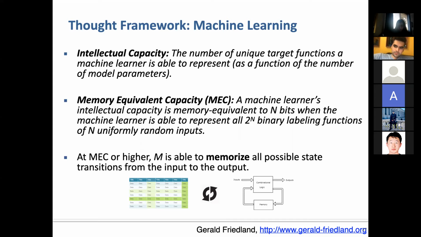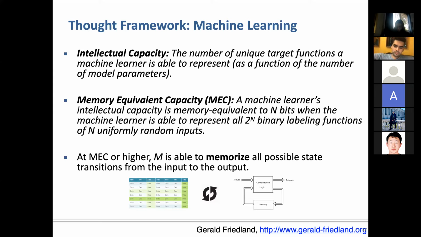So basically the trick is the number of unique target functions that you can adapt to is the intellectual capacity, okay? And we just have to make this as a definition, because obviously there could be others, but this is the mathematical one. And now comes the major trick. The major trick, and again, we will discuss this in way more depth next time, and there's also a homework lecture you should take a look at, is that we define something called memory equivalent capacity.